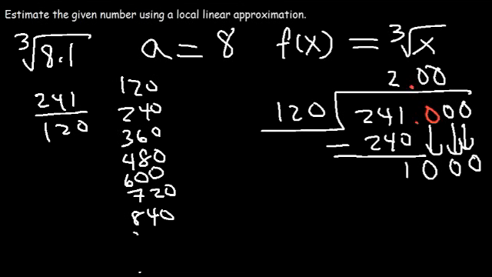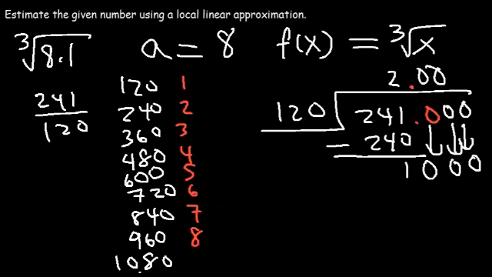840, 960, 1080. So it's 1, 2, 3, 4, 5, 6, 7, 8 times. 8 times 120 is 960. So 1,000 minus 960 is 40. Now let's add another 0.